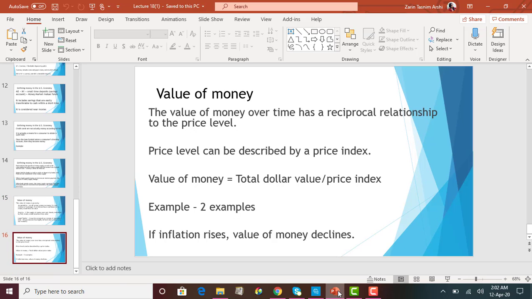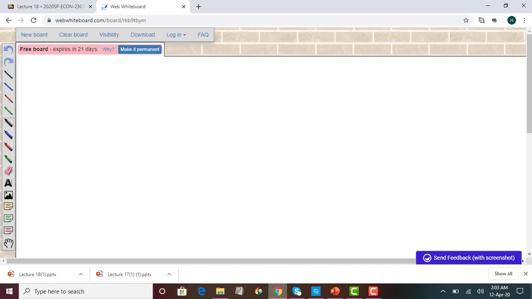Now, one last thing I wanted to talk about in this lecture is that price level, like inflation, can have an impact on the value of money. And the value of money is given by total dollar value divided by the price index times 100. Just like how we calculated other measures, like GDP or income, the same way we adjusted them for inflation, we do it for money as well. So let me do two examples so it's very clear to you.